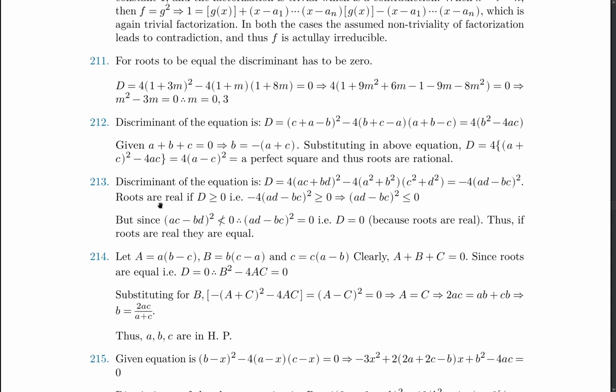Roots will be real only if the discriminant is greater than or equal to 0. That is, minus 4 into (ad minus bc) whole square has to be greater than or equal to 0. Since it's a negative sign, we arrive at (ad minus bc) whole square less than or equal to 0. But since it's a square, it cannot be less than 0. So the only possible value is that (ad minus bc) whole square is equal to 0, which implies that the discriminant D is 0, because the roots are real. So once the discriminant becomes 0, the roots become equal. That's what we conclude.